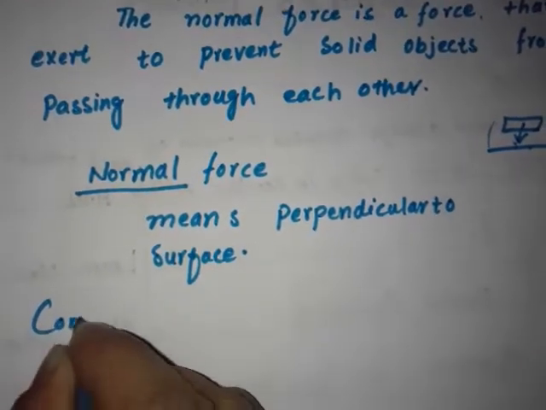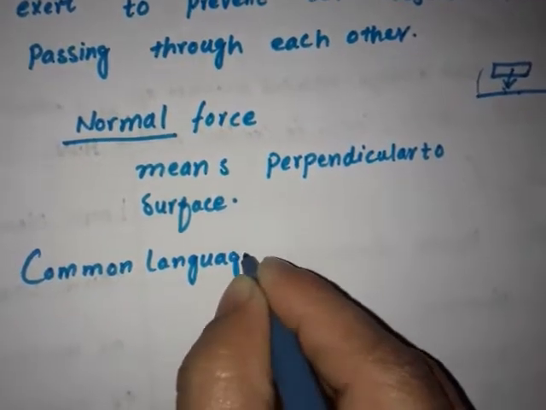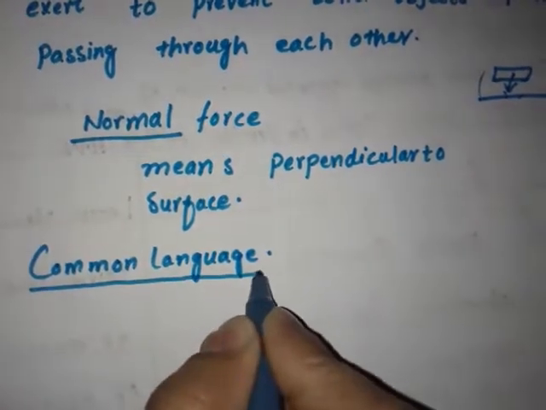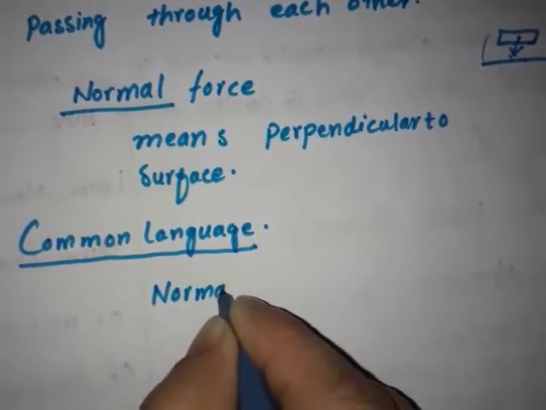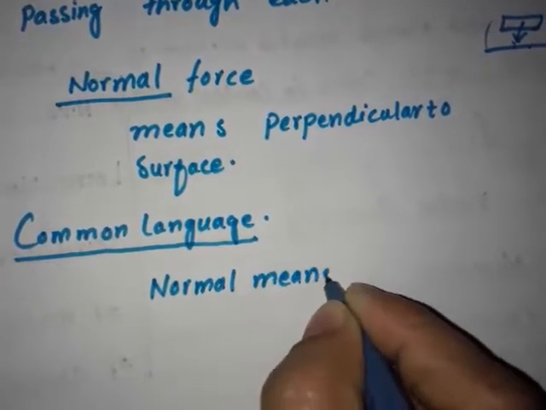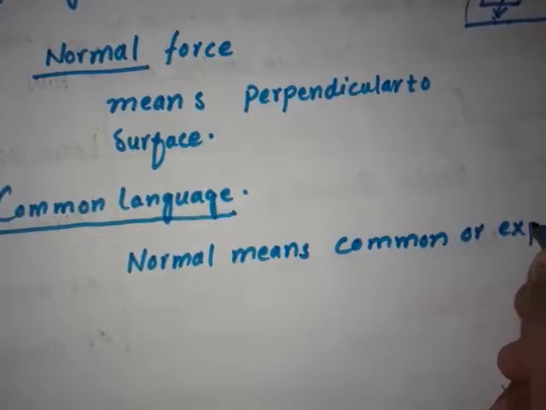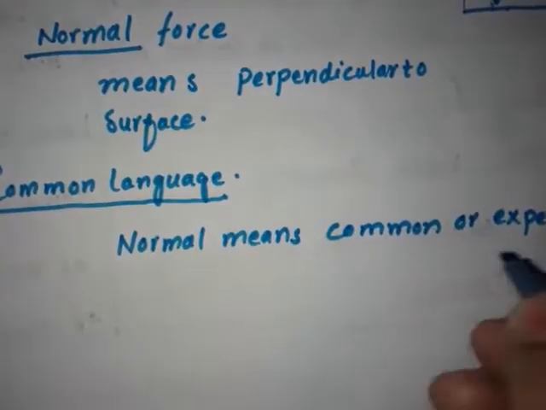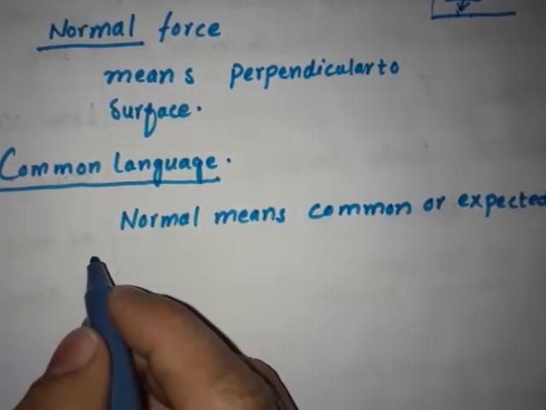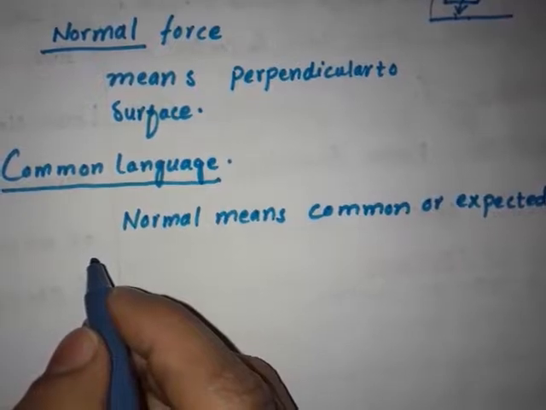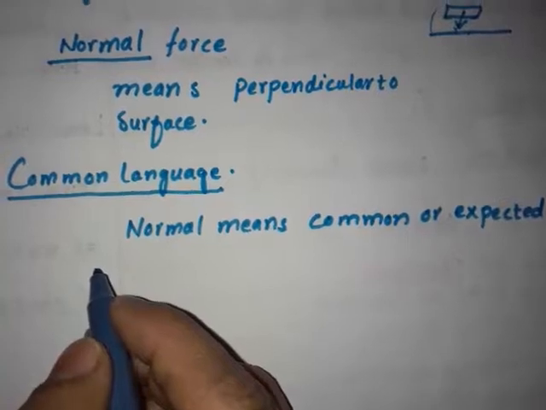In common language, normal means common or expected. For example, when a person stands on a flat floor, the force of gravitation would make him pass through the floor, but the normal force stops him. This is the common example.